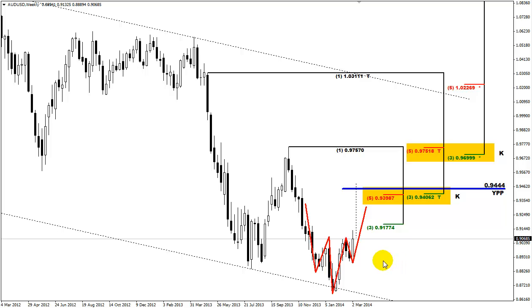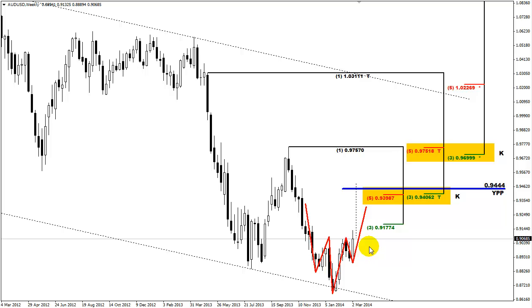The first one is here, the inverted head and shoulders pattern that has not been triggered yet because the market has not closed above the neckline. And if the market breaks this pattern to the upside, we can count on some upward movement. So this is a bullish pattern and bullish view on the market.